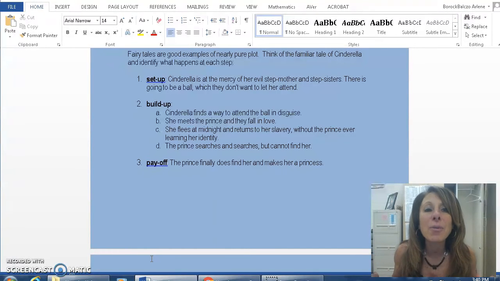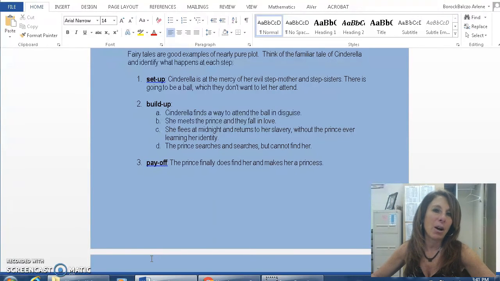Without the prince ever learning her identity, he has to now find who fits that glass slipper so he can find this woman he fell in love with. So there's the build-up. And then finally you have the payoff, where the prince finds Cinderella, her foot fits in the glass slipper, and they end up living happily ever after.